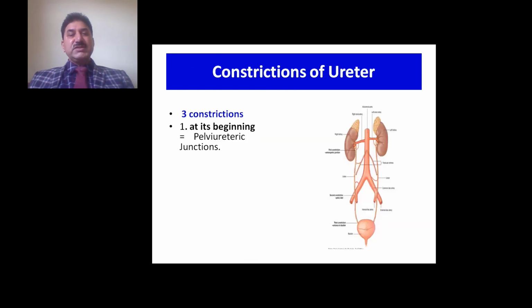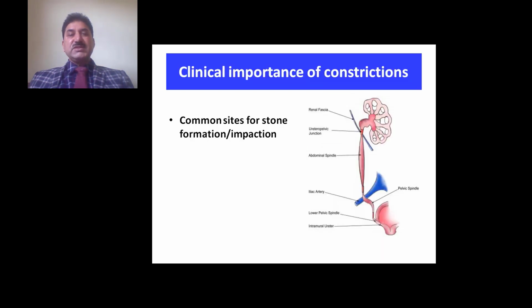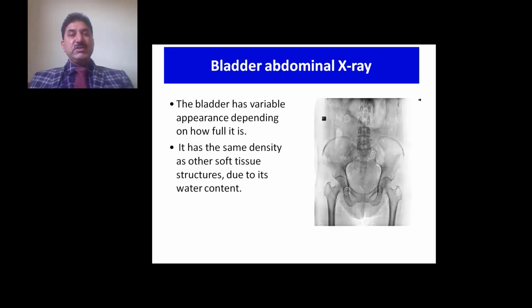Constrictions of the ureter. Ureter has 3 constrictions. First, at the beginning, that is at the level of the pelviureteric junction. Second, at the pelvic brim where it crosses the external iliac artery. Third, at the vesicoureteric junction just before it enters the bladder. Clinical importance of these constrictions: these constrictions are sites for stone formation or impaction.